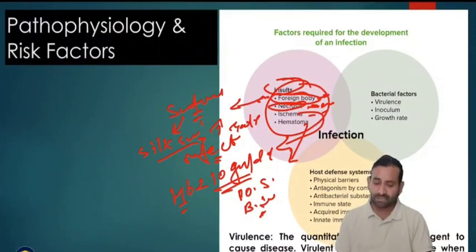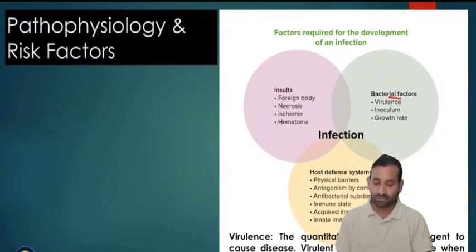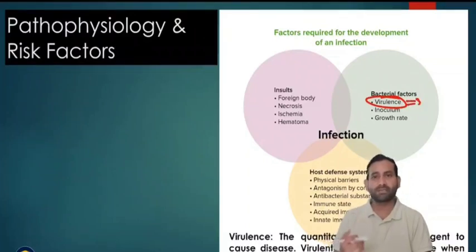Similarly, bacterial factors we also have to see, like the virulence. Some bacteria or pathogens need a smaller number to cause the infection, right? So virulence has the definition here: the quantitative ability of an agent to cause disease. Like some need a smaller number to cause the disease, some need a larger number, right? So it depends on the pathogenicity, how harmful they are.